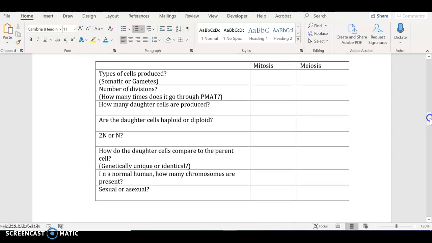Types of cells produced. Mitosis, like mitose, makes somatic cells, which are body cells. And meiosis, remember, me is sexy, so that's your gametes. Gametes are your sex cells. In mitosis, you divide once. In meiosis, you divide twice. If you only divide once, you get 2 daughter cells. And if you divide twice, you get twice as many, so you get 4.